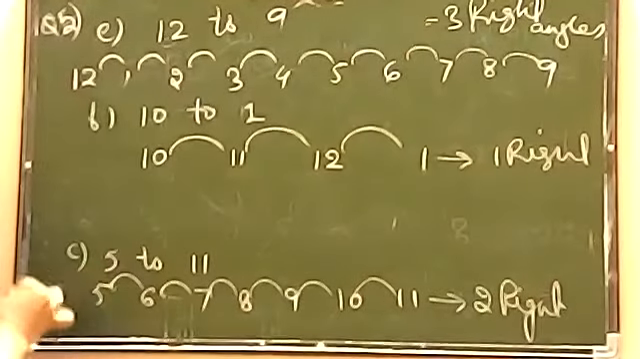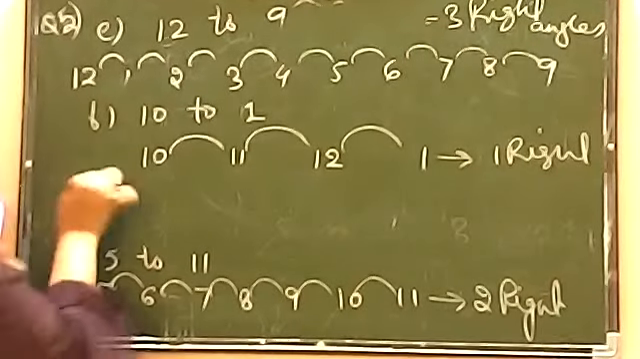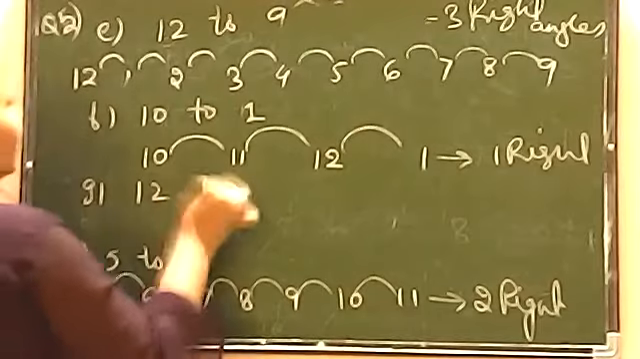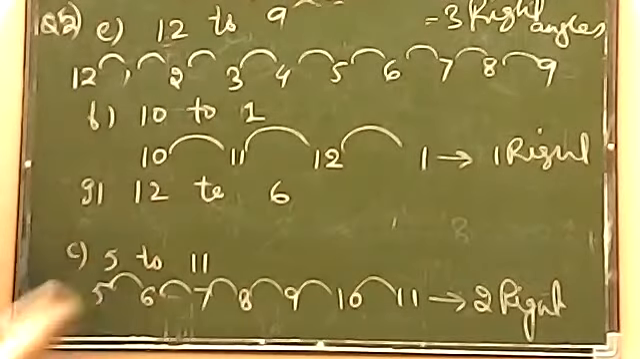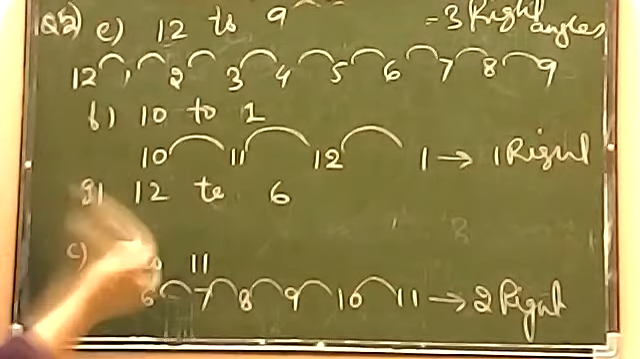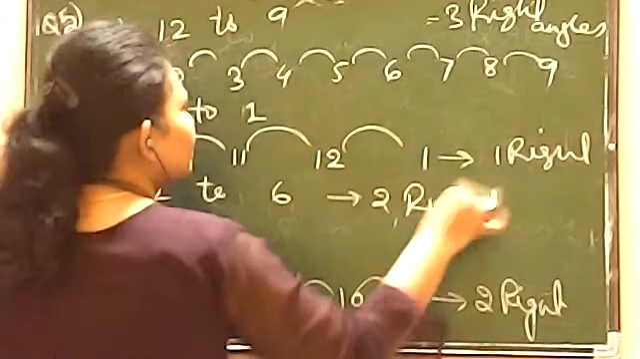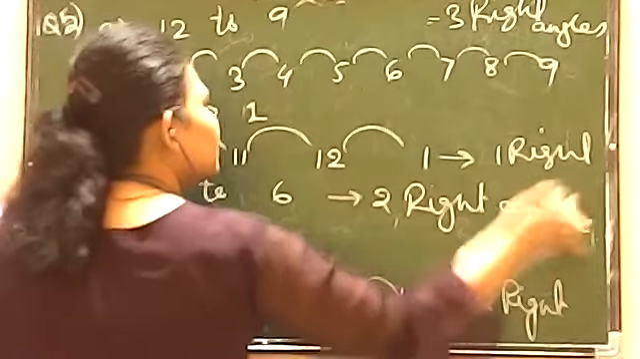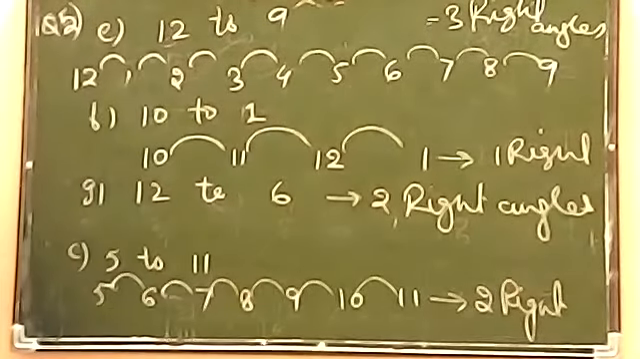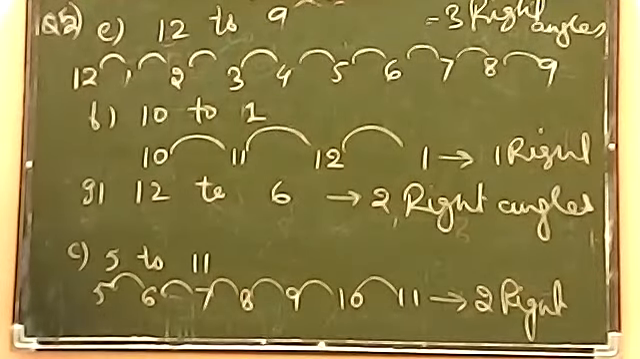Okay. And last but not the least, 12 to 6. 12 to 6 means you can directly count. 12 to 6 mein you have 6 steps. It means you have 2 right angles. Finished. So this question is completed. That is question number 5.